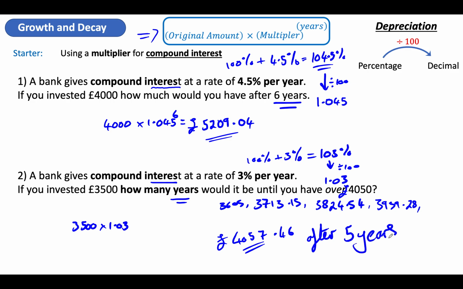So you just keep repeatedly timesing it by the multiplier until it's over the target, and then just remember how many times you've done it. That's why I kept writing out how much I had each time, so I knew how many times I'd done it. So sometimes they come up, just keep timesing it by the multiplier until you get to your target. But this time we're not going to look at interest, we're going to look at depreciation.